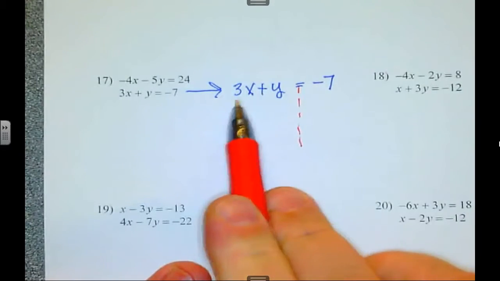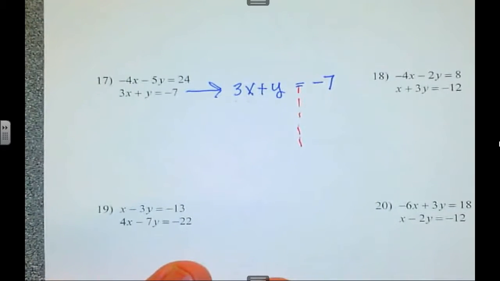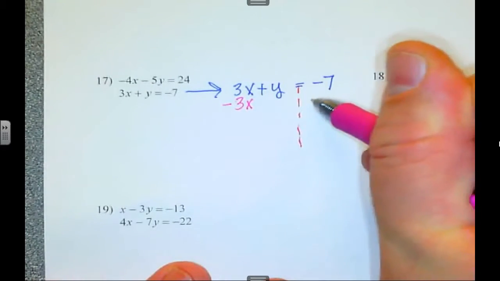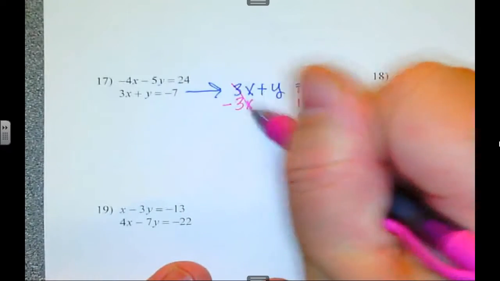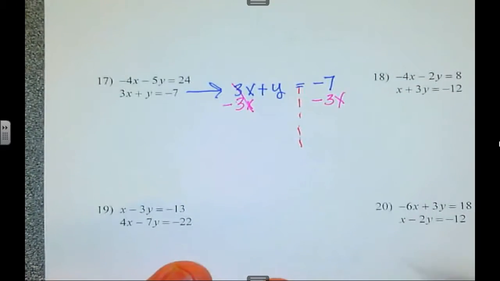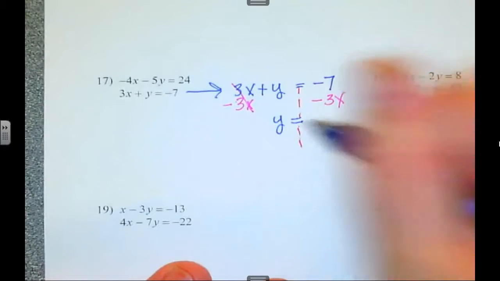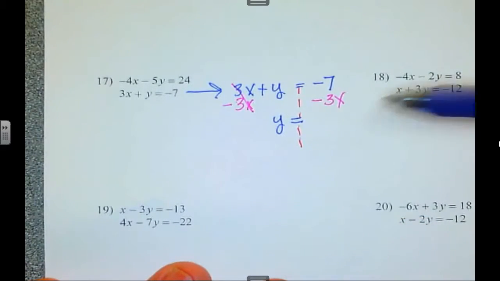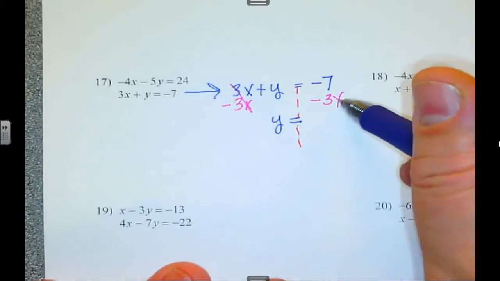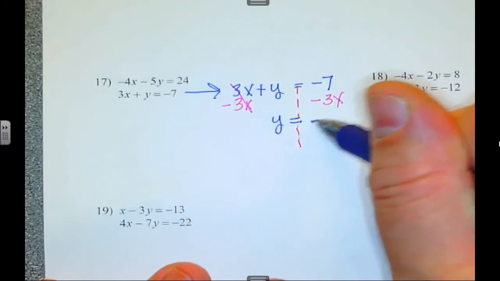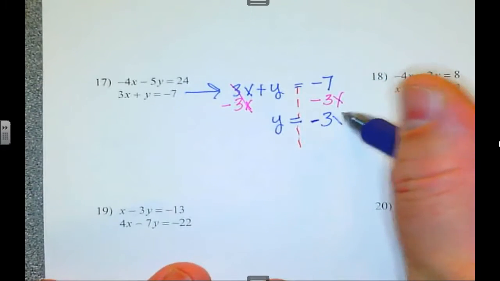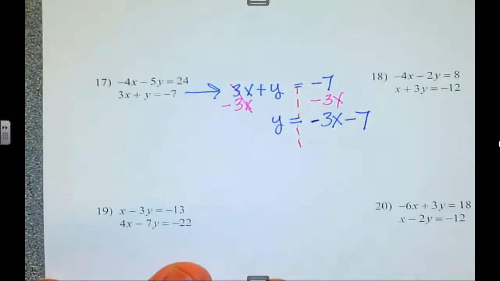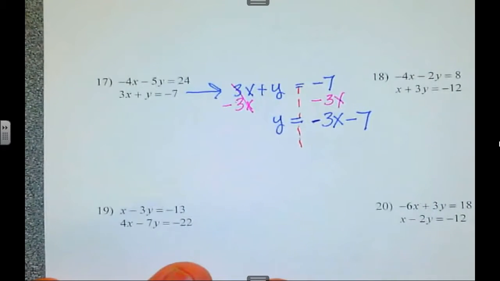Okay, I have a plus 3x, so I have to undo that. I'm going to subtract 3x from both sides. These add up to 0. I get my y by itself. Be careful. Do not combine these. These are not like terms. This one has an x with it. In fact, I'm going to put my x term first. Negative 3x minus 7. So that's what my y equals.